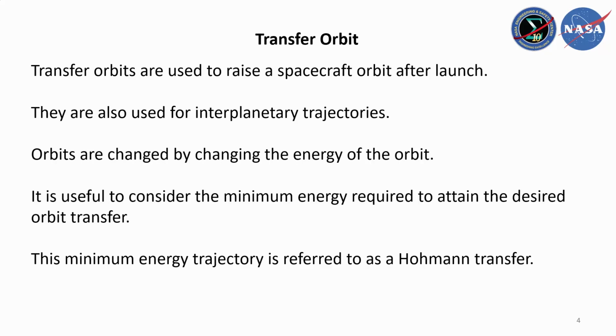A transfer orbit is used to move a spacecraft from one orbit to another, such as raising the orbit of a spacecraft after launch or to set a spacecraft on interplanetary trajectory. The orbit is changed by changing the energy of the orbit. For this brief discussion, we'll focus on the case of determining a minimum energy transfer from one orbit to another. This minimum energy trajectory is referred to as a Hohmann transfer.